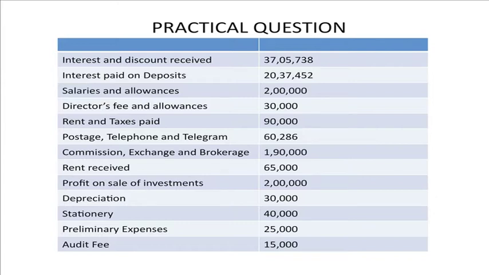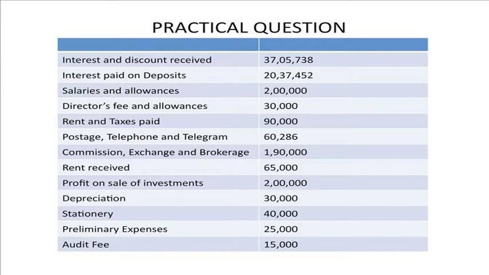Rents and taxes paid 90,000, operating expenses it is. So under schedule 16's operating expenses it will fall. Postage, telephone and telegram 60,286, it is again an operating expense, hence it will also fall under schedule 16.